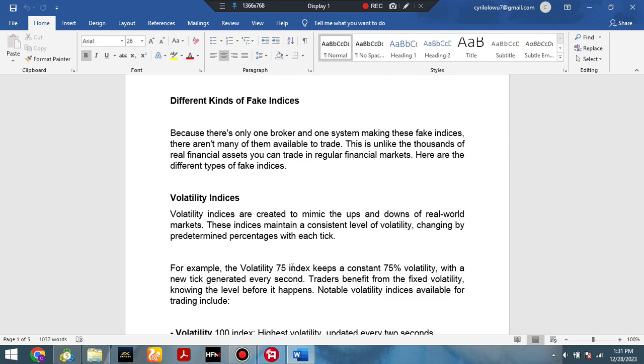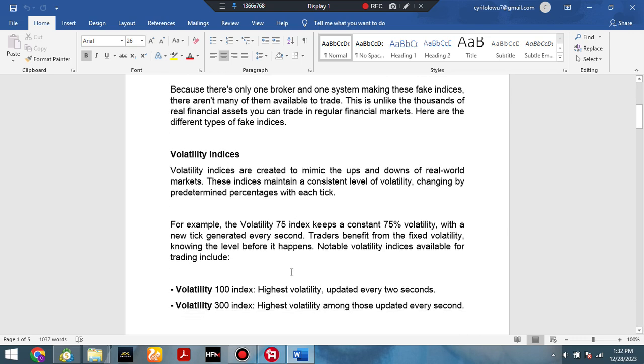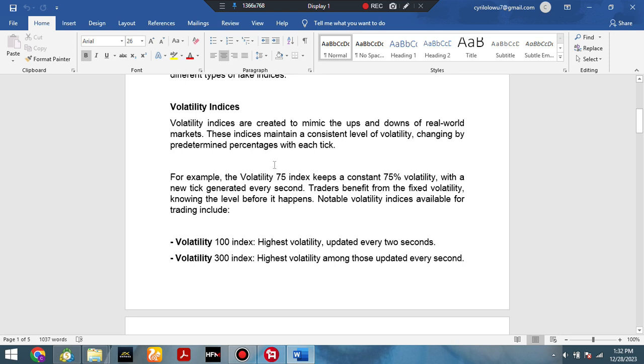Aside from that, we have volatility 75. This volatility 75 seems to be the very popular one. Volatility indices are created to mimic the up and down of real world markets. These indices maintain a consistent level of volatility, changing by a predetermined percentage with each tick. For example, the volatility 75 keeps a constant 75% volatility with a new tick generated every second. Traders benefit from the fixed volatility, knowing the level before it happens.